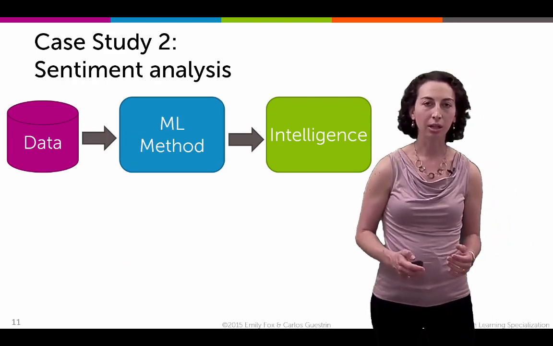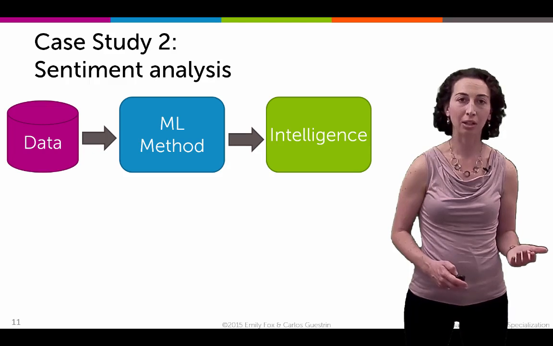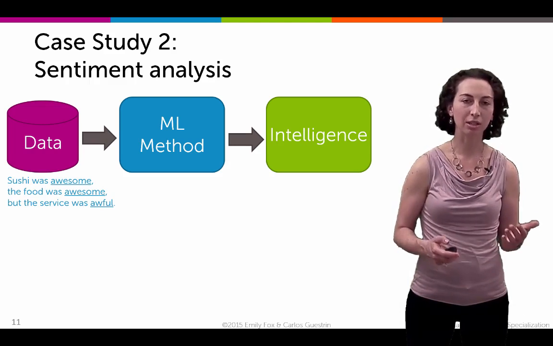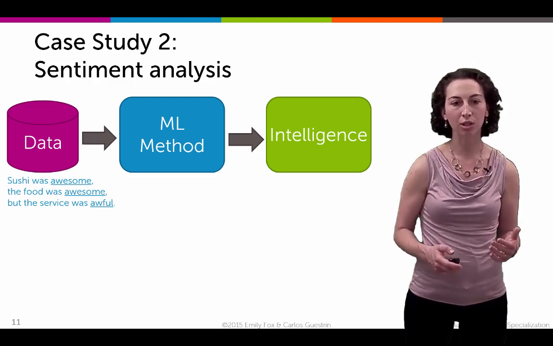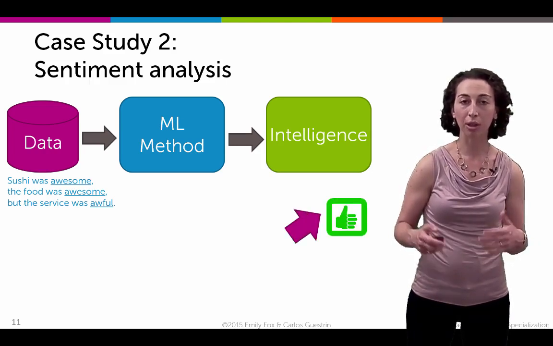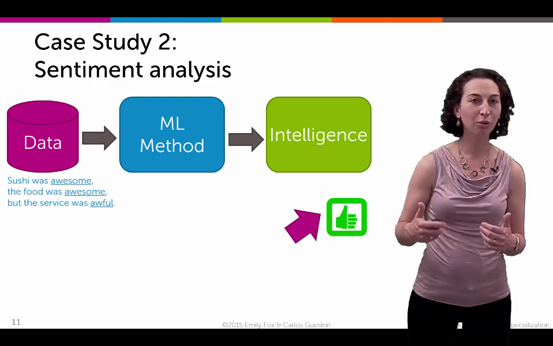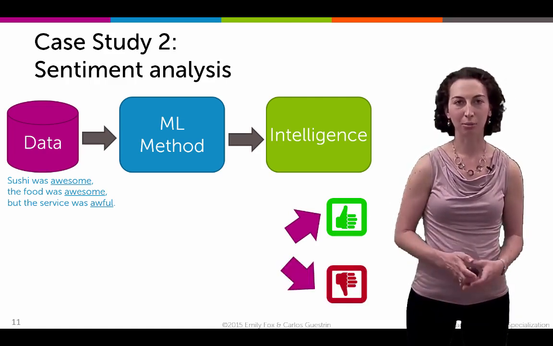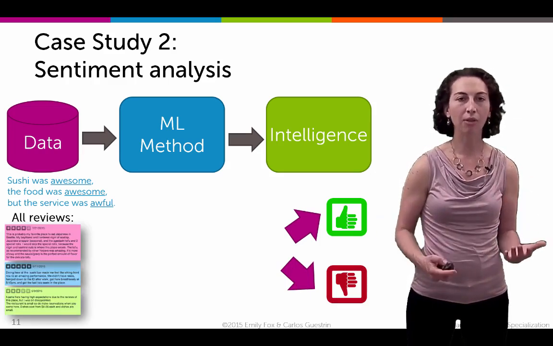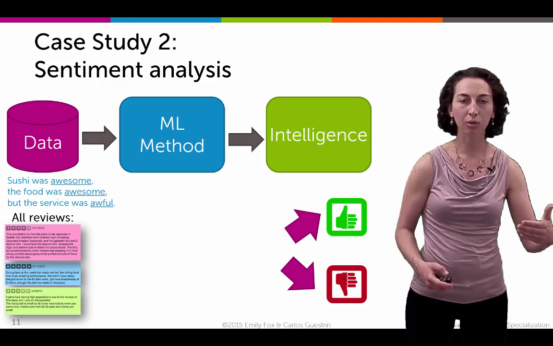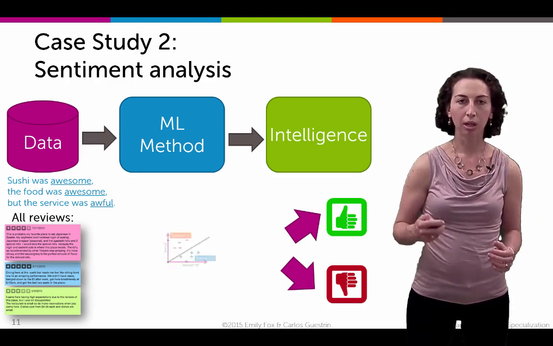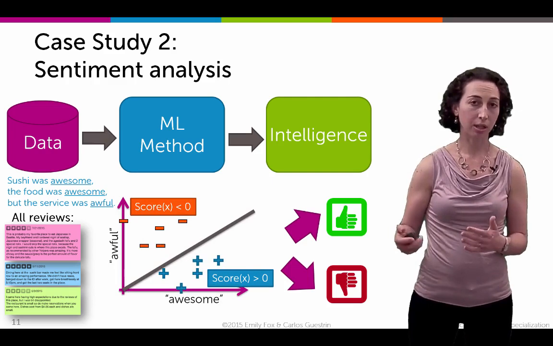In our second case study, we're going to explore a sentiment analysis task where we have reviews of some restaurants. So for example, in this case, it says, the sushi was awesome, the food was awesome, but the service was awful. And we want to take this review and be able to classify whether it had positive sentiment, it was a good review, thumbs up, or a negative sentiment, thumbs down. And so how are we going to do this? Well, we're going to look at a lot of other reviews. So we're going to look at the text of the review and the rating of the review in order to understand what's the relationship here for classification of this sentiment.